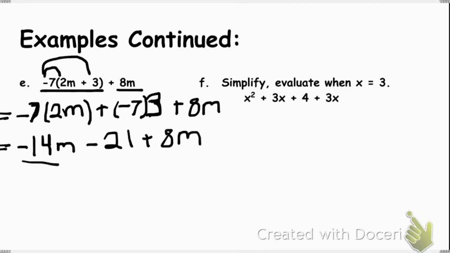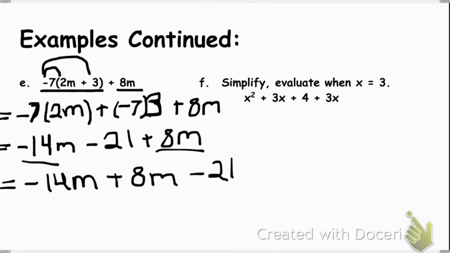So let's put our like terms together. I have negative 14m plus 8m minus 21. The negative 14m plus 8m is going to give me negative 6m, because if I have negative 14 and I'm adding 8 to it, I'm going to get negative 6m minus 21. We can't simplify this anymore as 6m and the 21 are not like terms.